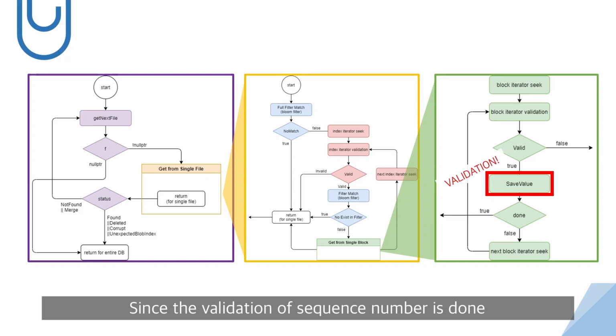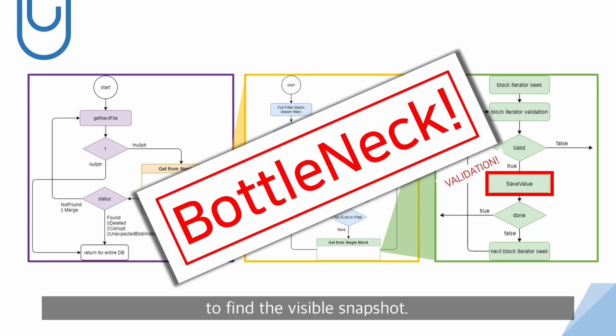Since the validation of the sequence number is done at the end of each find, the failure of this validation will cause an extra loop to find the visible snapshot. Therefore, if the read transaction's lifetime gets longer, it could be the bottleneck.